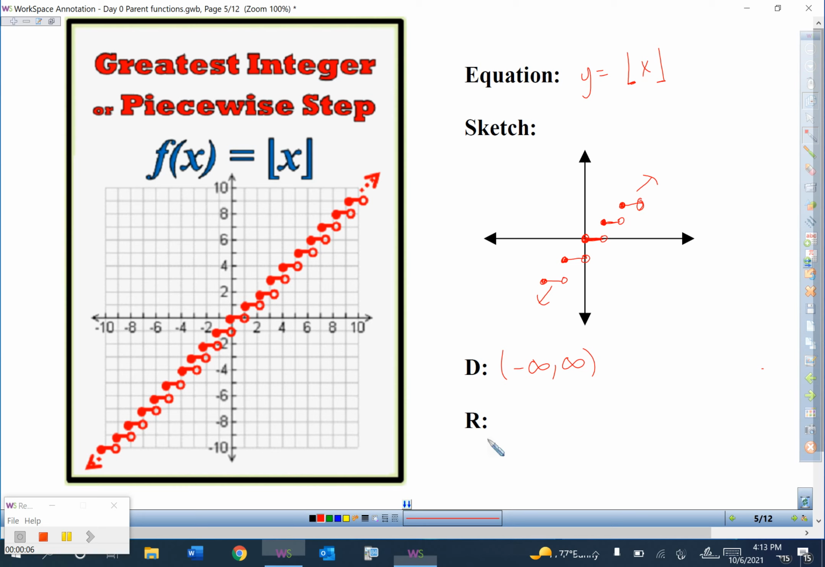The range, however, is different because we're rounding to the integer below it. So the range, we actually have to use set notation. Start out with your set bracket, and then we'll say y such that y is an element of the integers, which is double bar Z. Again, we will talk about this one in more detail down the road, so don't worry if that's a little bit strange for today.